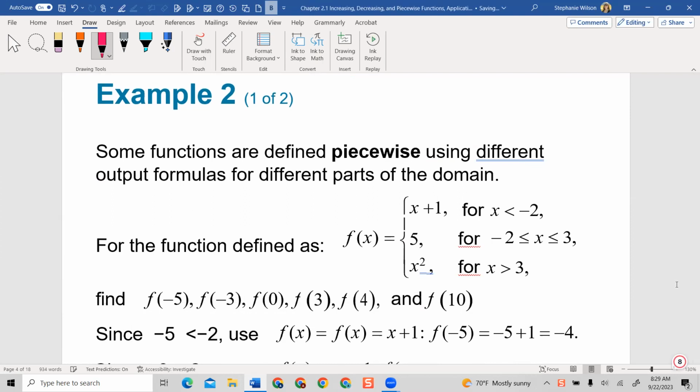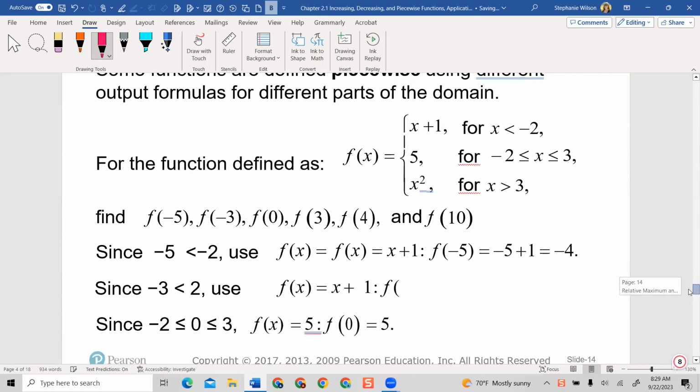So piecewise functions are defined as using different output formulas for different parts of a domain. And here is a good example.